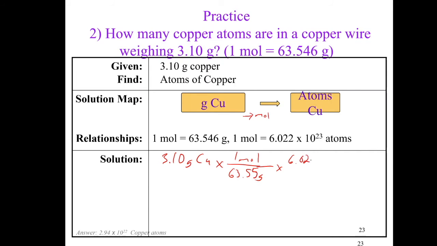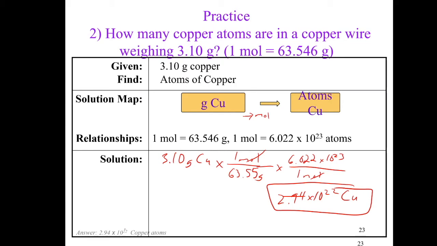And I want to go to atoms. So there's Avogadro's number for every 1 mole. Plug it into my calculator. Get 2.94 times 10 to the 22nd copper atoms, which is the number I was supposed to get.